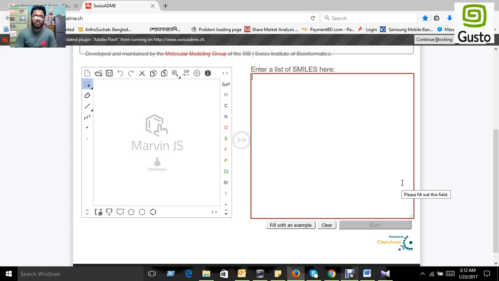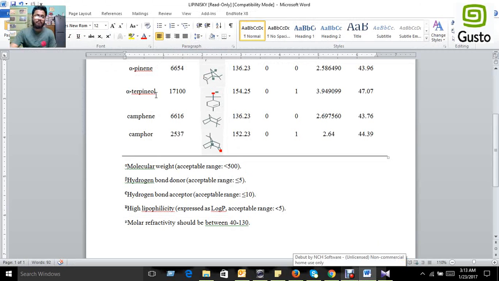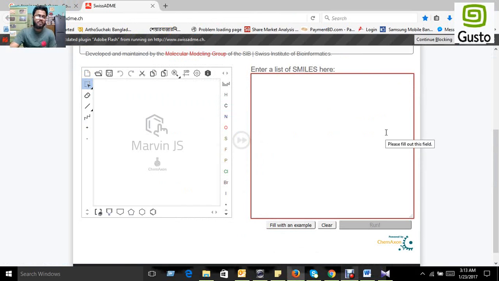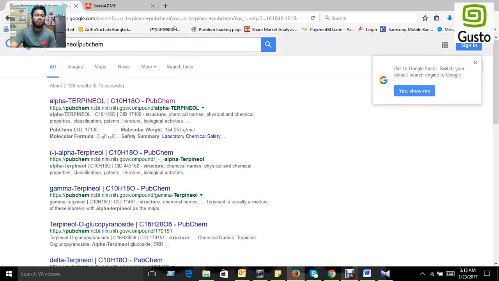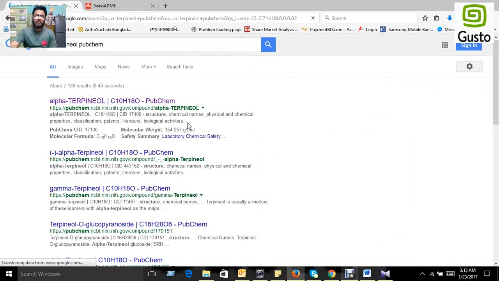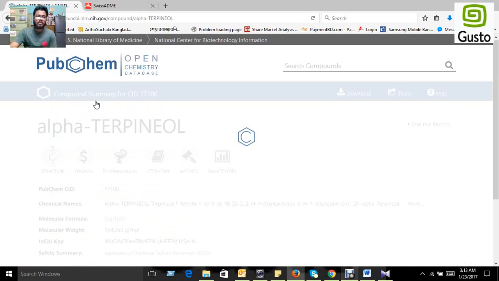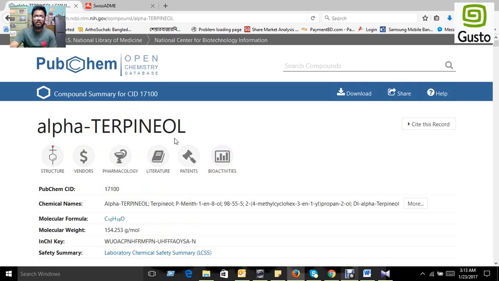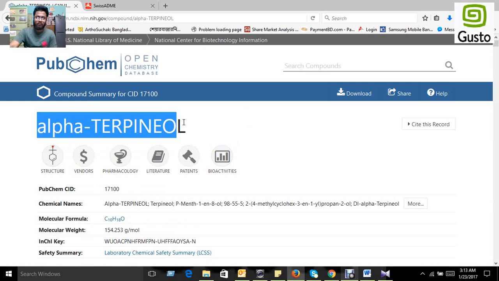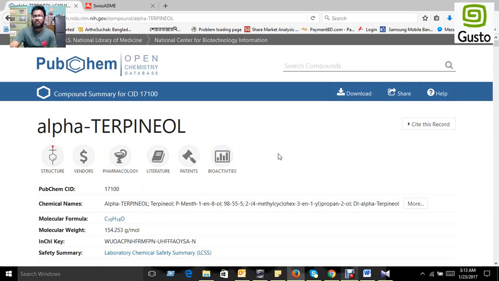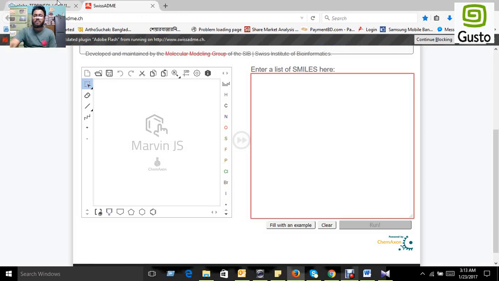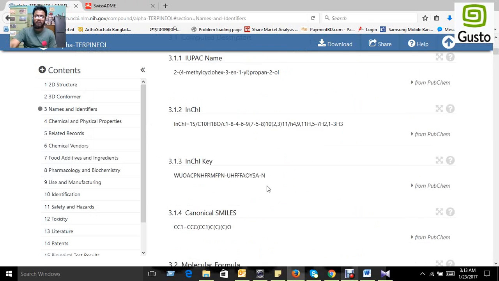For any prediction, suppose you want to predict a compound's name, alpha terpineol, for your ADMET or different properties, you just copy the name and then paste it here and search the structure in PubChem. Yes, we got the compound in our PubChem database, and here is the whole page in PubChem for alpha terpineol. In the PubChem database, all the information and properties of alpha terpineol are available, and for our prediction we just need the canonical SMILES for the particular compound.